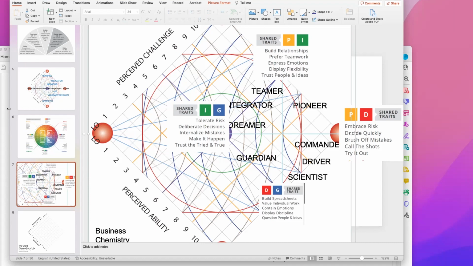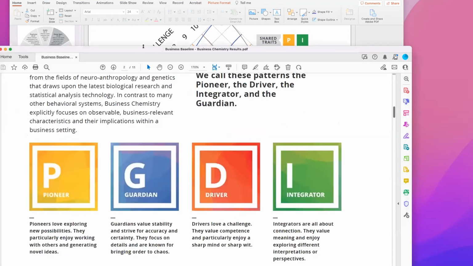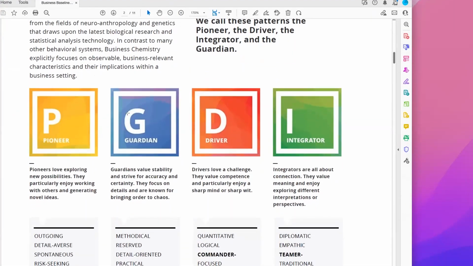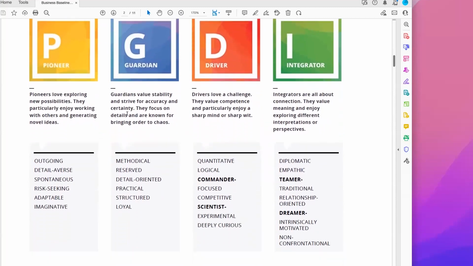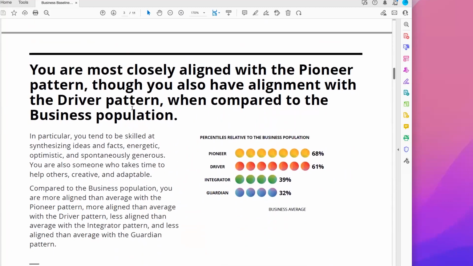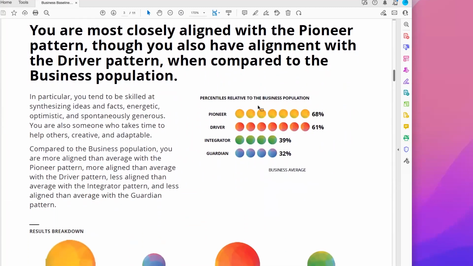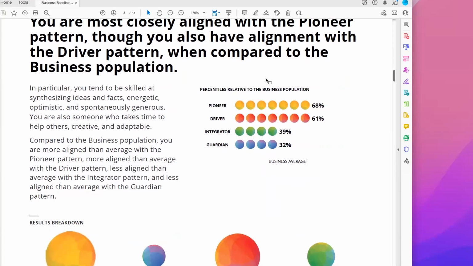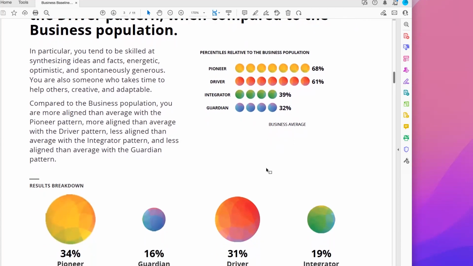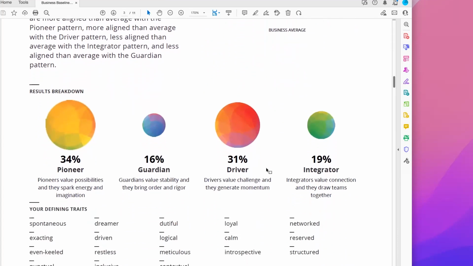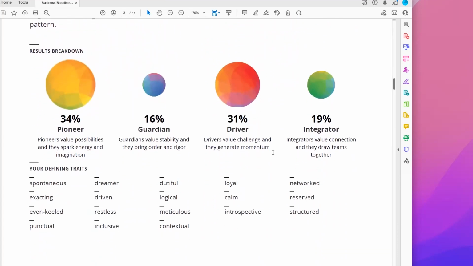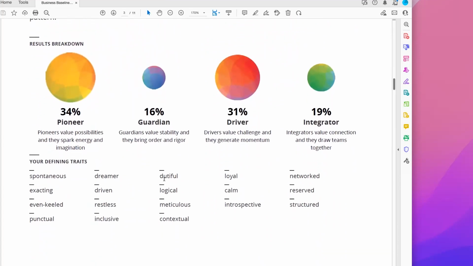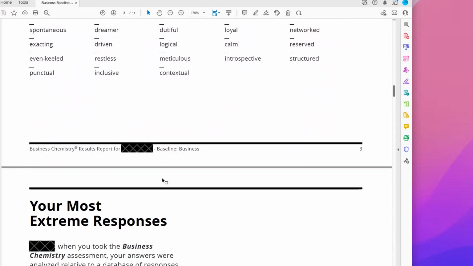But let's go back to their report and figure out if we're just making a whole bunch of stuff up as we go along, if they're actually saying this. All right, so they're giving you a bunch of descriptors. They're telling you this is how you fit in with the rest of the world. The business population is built mostly of pioneers and drivers. There you are. Okay, fine, I get it. So that's me or whoever this happens to be, and it's giving me all these traits. Okay, fine. Now we go a little bit further.